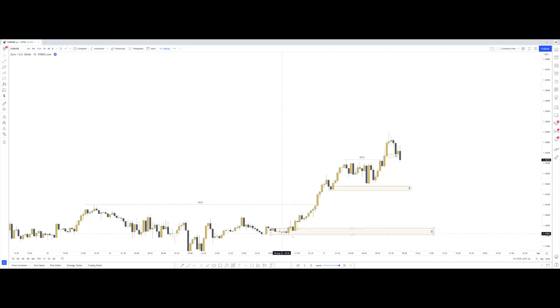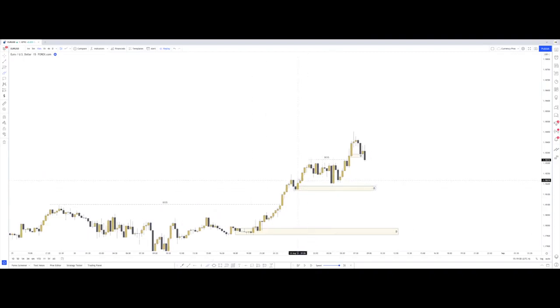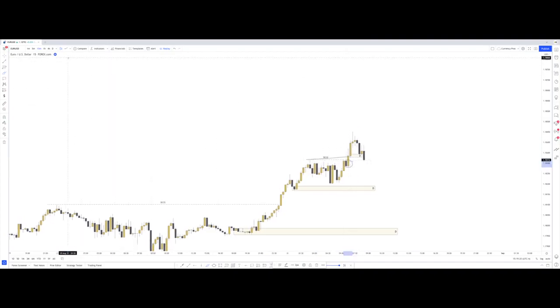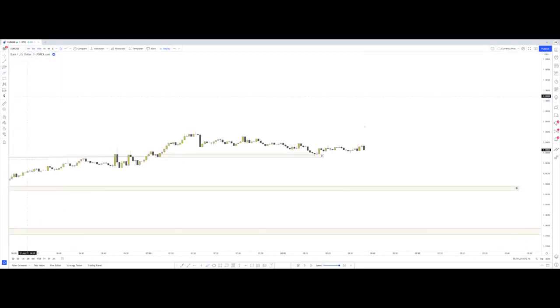The point of origin was this 1 hour demand zone. We had another break of structure here. The point of origin was this demand zone. And same thing here. We have a break of structure. Technically, this is a point of origin on the 15-minute, but I was going much more refined than that because I was looking for an intraday trade. So I was on the lower time frames.